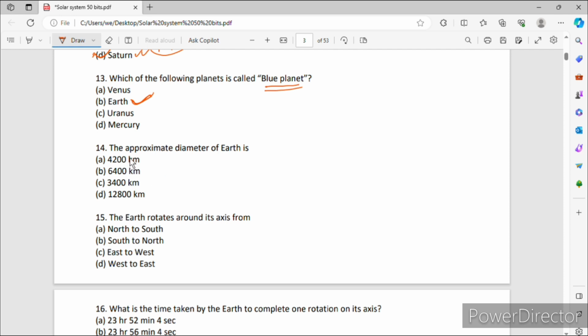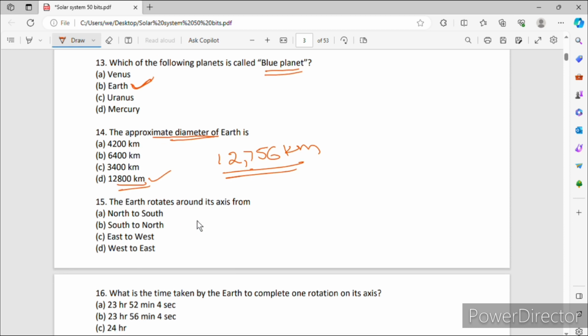Okay. We see the next question. The approximate diameter of the Earth. See friends, Earth's diameter is 12,756 kilometers. So which is the nearest to this one? Yes, 12,800 is the answer. So the approximate diameter of Earth is 12,800 kilometers.